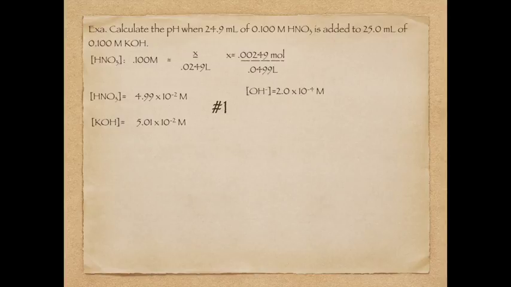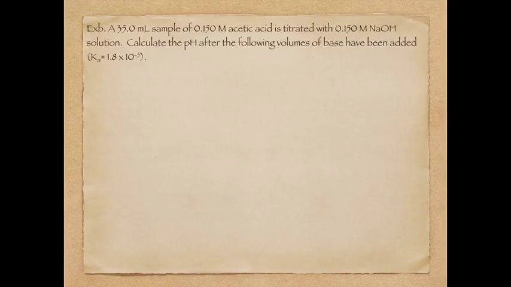And so what I can do is find the pOH by taking the negative log, and I find it to be 3.70. And then to find the pH, just do 14 minus that, and there's my answer. Okay, so that one's really not that bad. Let's look at another example.